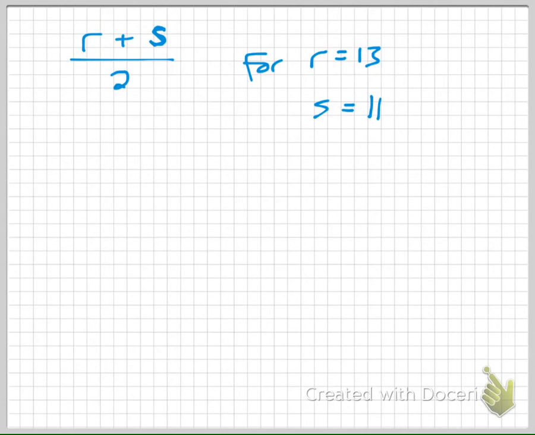Okay. There's one last kind that I'm going to show you today, and that's this. It's kind of a weird one. R plus S over 2 for R equals 13 and S equals 11. Why don't you think I like the letter S as a variable? It looks like a 5, right? I hate that. So we're going to try our best to make that look like an S. Okay. Go ahead and do it.